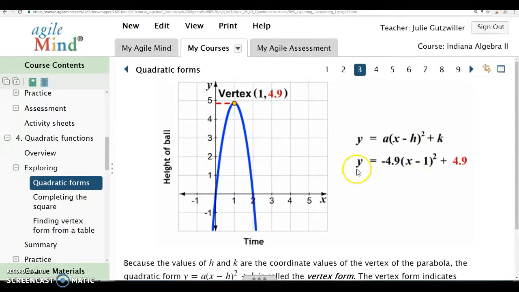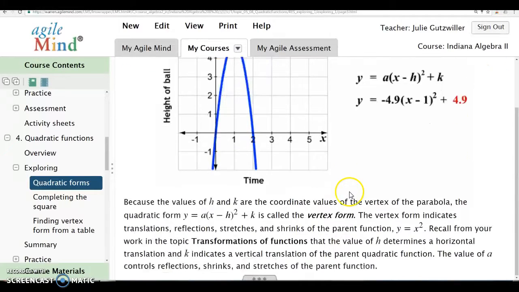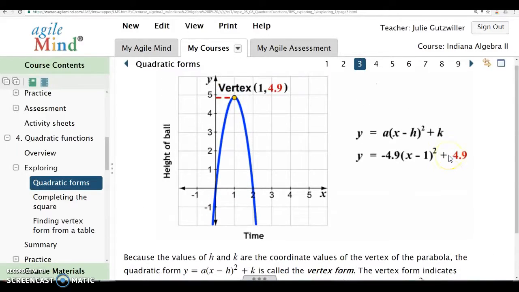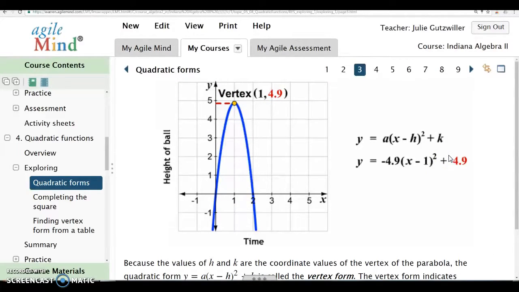Here we go. Okay. So we need the equation of this. It's because h and k are both coordinate values of the vertex. This is called vertex form. Vertex form indicates our translations, reflections, stretches, and shrinks of the parent function. Okay. So we've already done transformations. H was a horizontal translation and k was the vertical. H goes with the x of the vertex and k goes with the y. A is our reflection, shrinks, and stretches. Okay. So it says, what is the equation of the graph in vertex form?